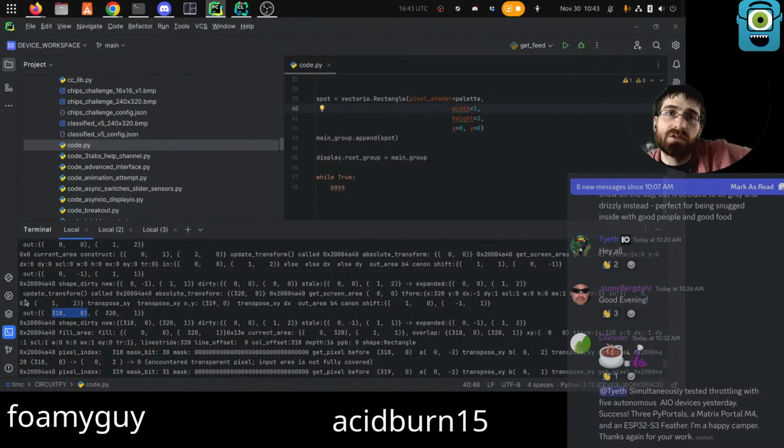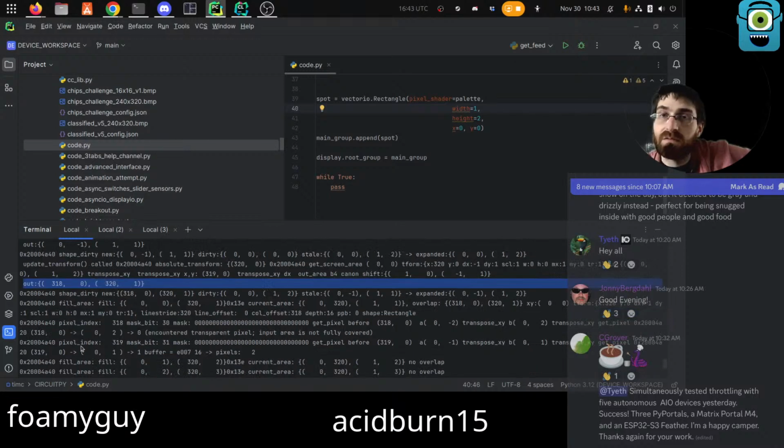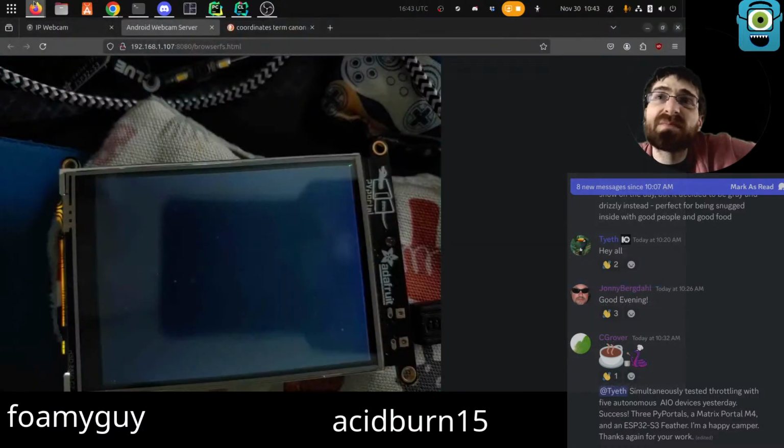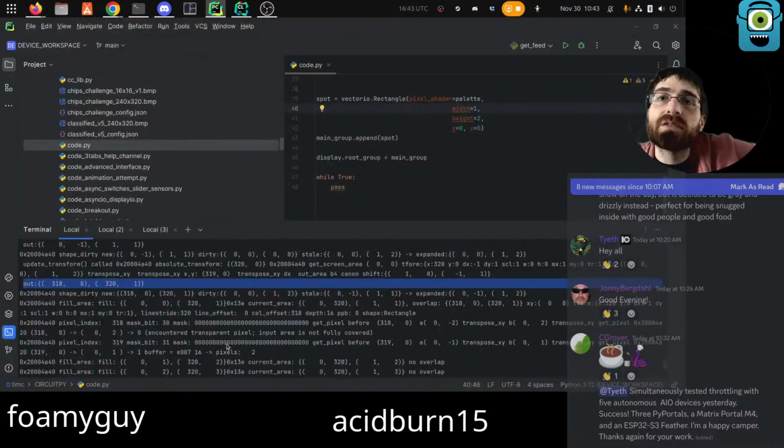We started just using index 0, not using index 1. So 18 and 19, not 20. And then yes, 0 and not 1. Which actually, that out area sounds correct to me for a 2x1 that we have here. But only one of the pixels actually gets drawn.